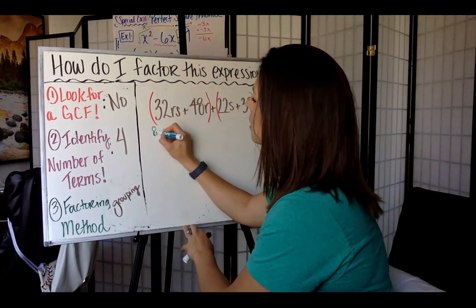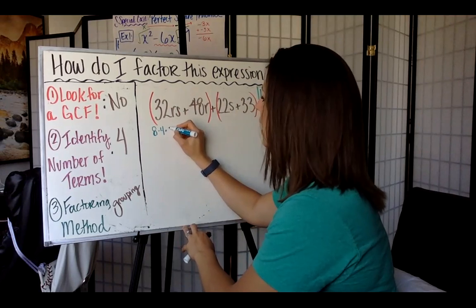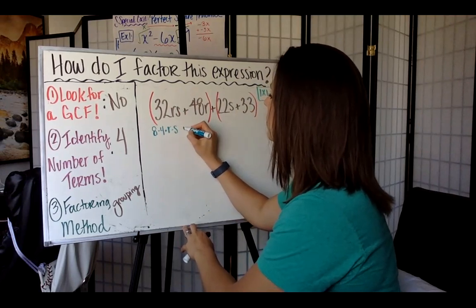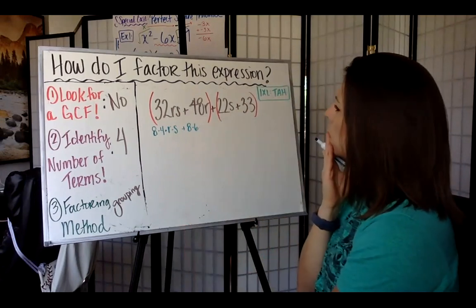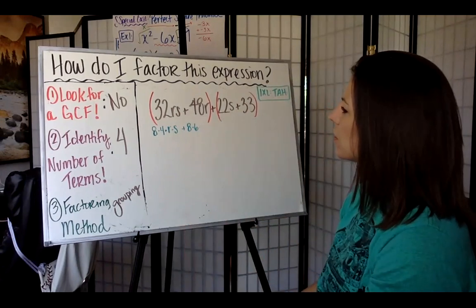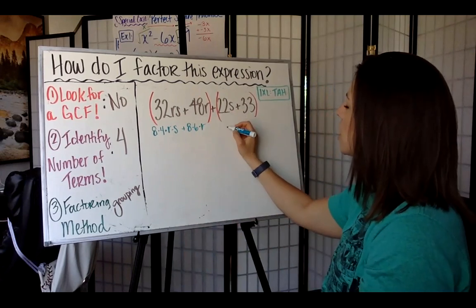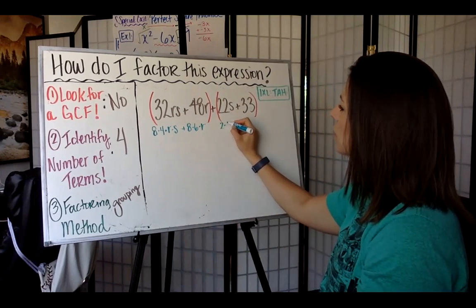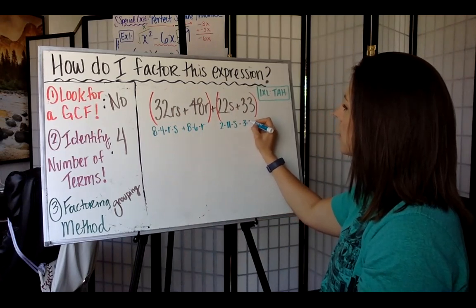So 32 is 8 times 4, and then times R and S. And 48 is 8 times 6? No. That does seem low. Well, let's just go with it and see what happens. Over here, 2 times 11 times S and 3 times 11.